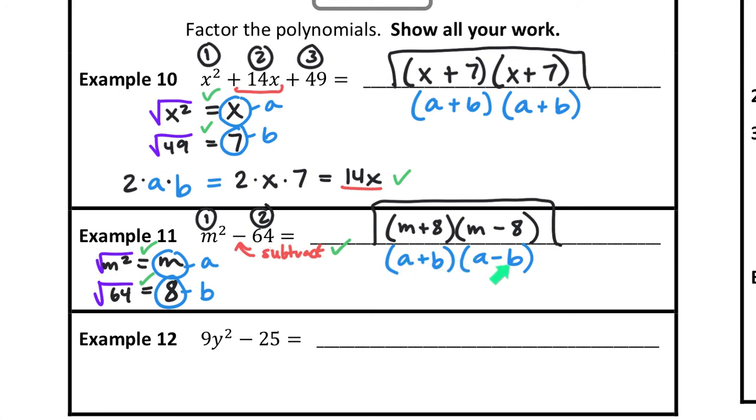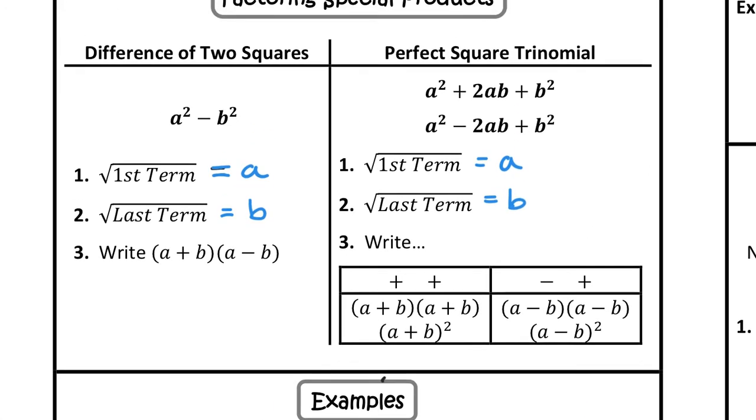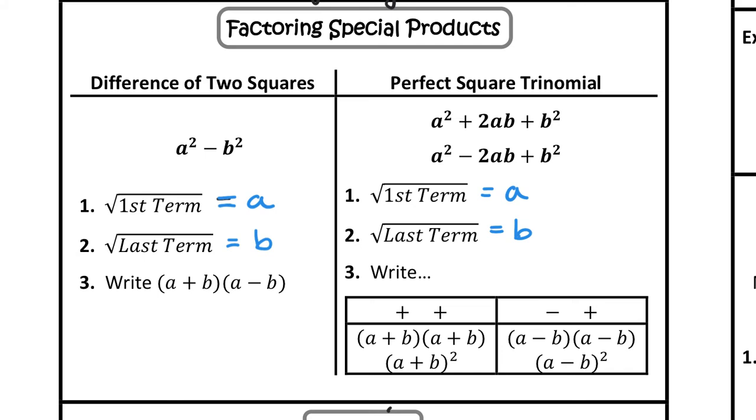But notice, where am I getting the a and the b from? It's from square rooting the first term and square rooting the second term. That's where I'm getting my a and my b. How do I know to put a plus b and a plus b, or a plus b and a minus b? It depends on what special product I'm working with, right? If it's a difference of two squares, then my formula is a plus b, a minus b. If I'm working with a perfect square trinomial, then it's either going to be a plus b, like a copy of the same thing if both signs are plus. If I have a minus plus, this situation, then they're both going to be minus.